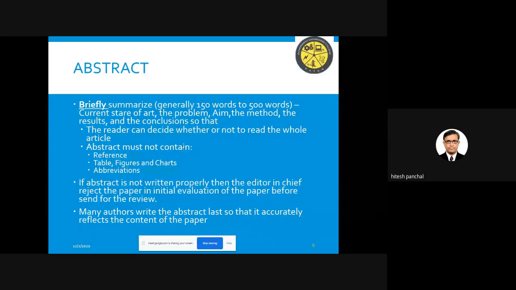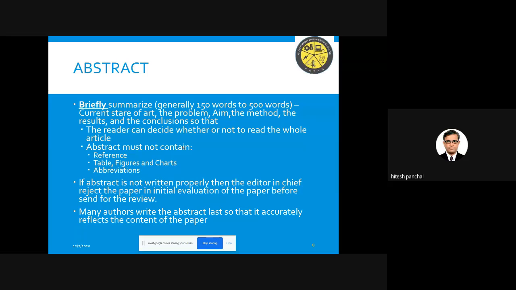Now, if the abstract is not written properly, then the editor-in-chief rejects the paper in initial evaluation before sending it for review. I have already told you, if the abstract is not written properly, your paper will definitely not be accepted, because the editor-in-chief has to handle more than 15 to 20 manuscripts per day, and among those 15 to 20 manuscripts, only 5 to 7 can go past the initial screening. So we have to understand that the abstract should be written properly.